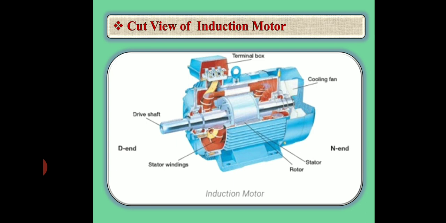The terminal box is used for supply purpose, while the cooling fan, which is mounted on the driving shaft, is used for cooling purpose. The outer part is known as the enclosure. The stator and rotor do the work, and the enclosure protects the rotor and stator.